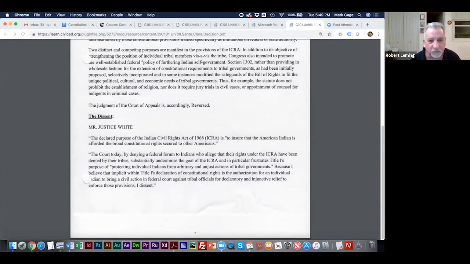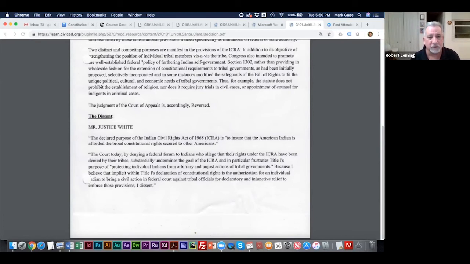The declared purpose of the Indian Civil Rights Act of 68 is to ensure that the American Indian is afforded the broad constitutional rights secured to all Americans. The court today, by denying a federal forum to Indians who allege that their rights under ICRA have been denied by their tribes, substantially undermines the goal of ICRA and particularly frustrates Title I's purpose of protecting individual Indians from arbitrary and unjust actions of tribal governments. Because I believe that implicit within Title I's Declaration of Constitutional Rights is the authorization of an individual Indian to bring civil action in federal court against tribal officials for declaratory and injunctive relief to enforce those provisions, I dissent. Amen. Powerful argument, I think, right?